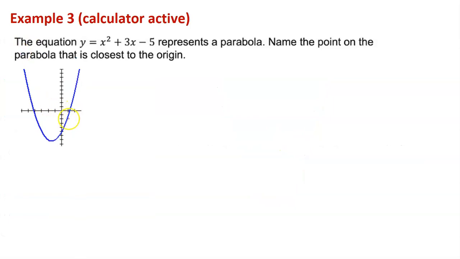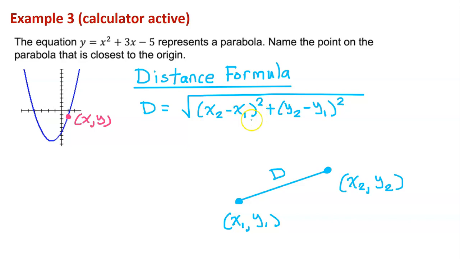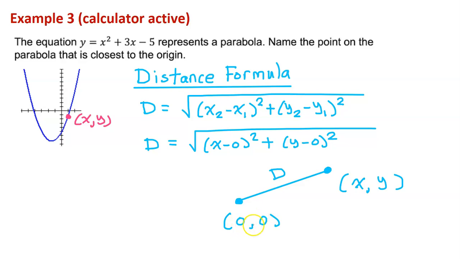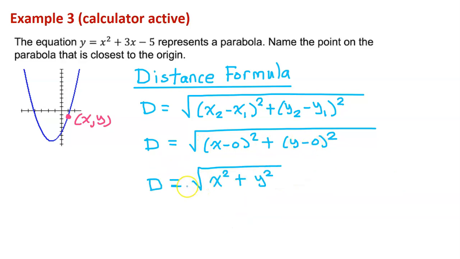Here is the graph of the parabola, and we are trying to find the point xy that is as close as possible to the origin. As I am sure you recall, this is the formula for the distance between 2 points x1, y1 and x2, y2. But if the first point is the origin and the second point is xy, the distance formula simplifies to this. In other words, the distance between a point xy and the origin is given by the square root of x squared plus y squared.